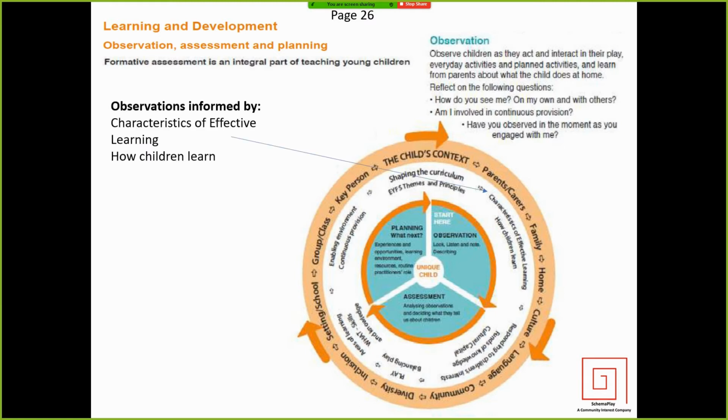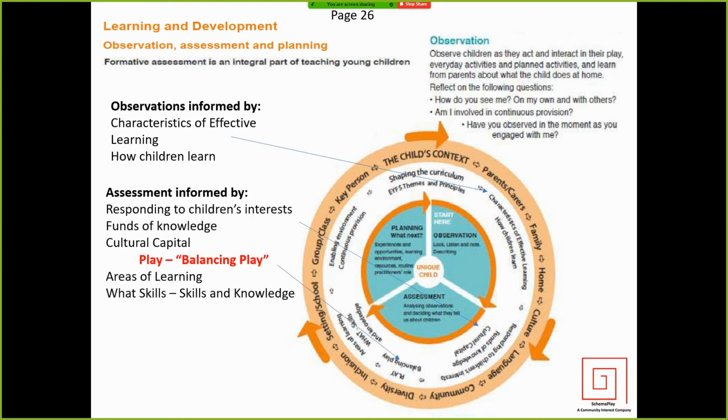When we actually look at how this white band suggests the observation, what it should be informed by, you've got the characteristics of effective learning and the practitioner's knowledge about how children learn, their knowledge of developmental psychology, for example. And then in the assessment part, we've got it informed by responding to children's interests, their funds of knowledge, their cultural capital, and then we've got balancing play and the areas of learning, what skills and knowledge the children need to be introduced to.